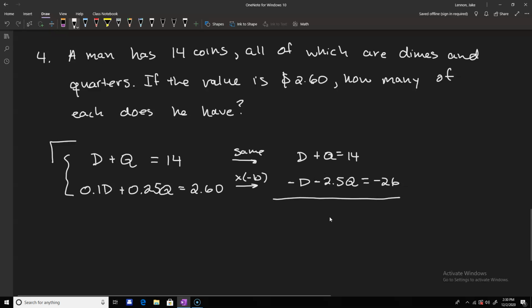So we have Q minus 2.5 Q, which is minus 1.5 Q. And then 14 minus 26 is negative 12. So then we just need to divide by minus 1.5. And we have our answer. So again, that's just going to be the number of quarters. So we're going to have to plug our result back in and find the amount of dimes as well. So we see that there are 8 quarters.